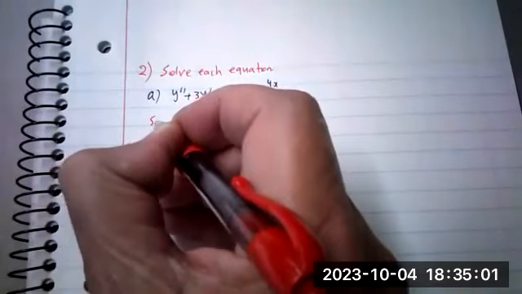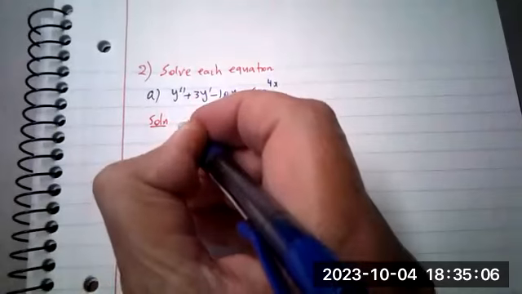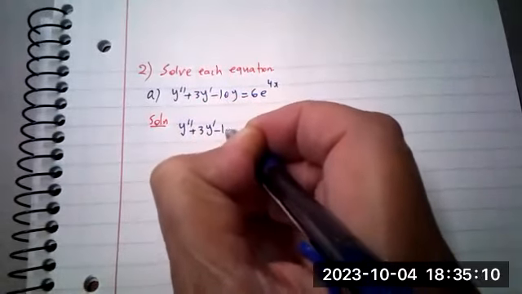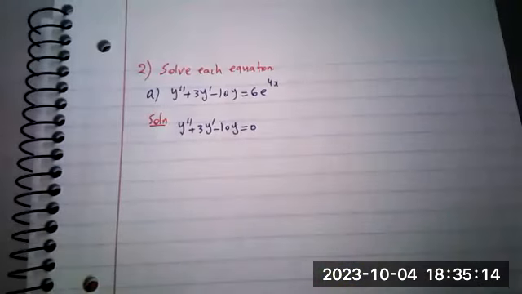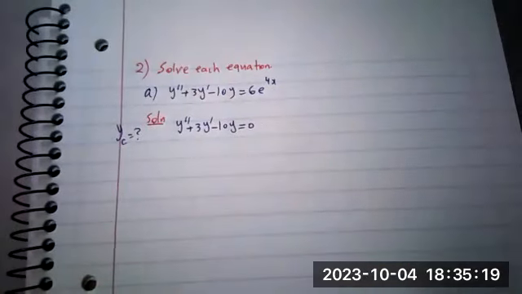Okay, solution. So what we do is we solve this one first: y double prime plus 3y prime minus 10y equals 0. Because we are looking for the yc first. You see, we look for the yc first. Complementary equation means the one that you make it 0 here.